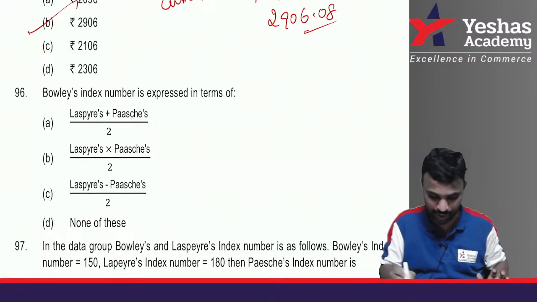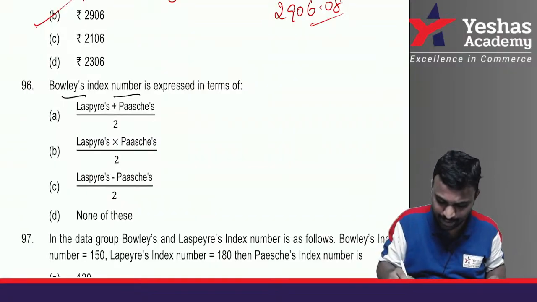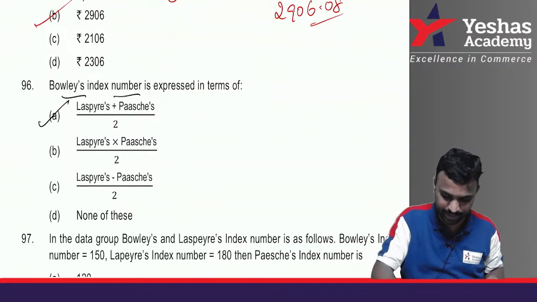Guys, moving on to the next question. Bowley's index number is basically the AM of L and P. So L plus P divided by 2. Option A is the right answer.